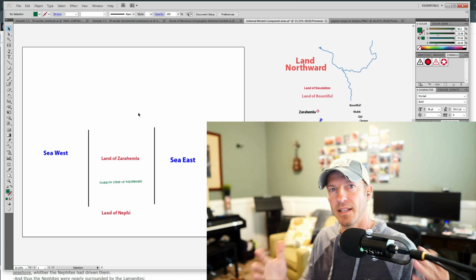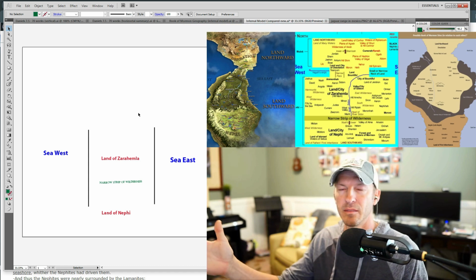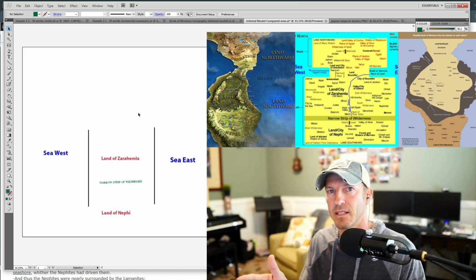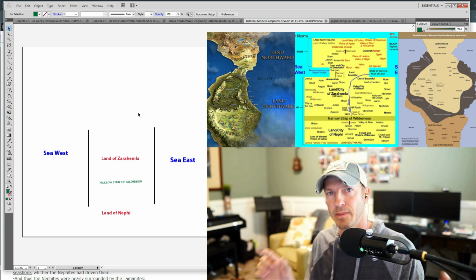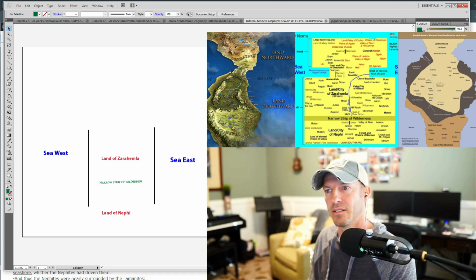Right, so when it comes to applying this internal model to an external model, whether it be the Heartland model, any of the Mayan land models, the Grijalva or the Usumacinta models, or a South America model, we've got to have these elements. So I hope that you see here that there has to be a sea east and a sea west that bounds either side of the narrow strip of wilderness and the land of Nephi, and as we'll see in a second, also the land of Zarahemla.